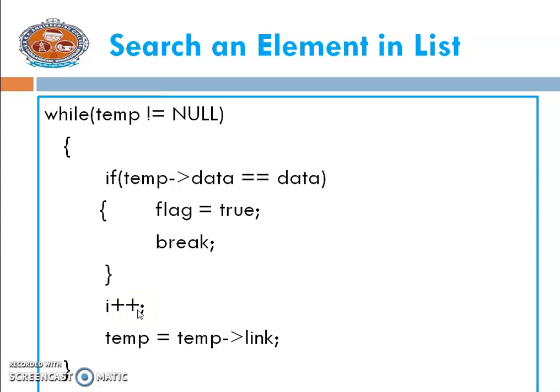Else, increment, that is, temp equal to temp of link. Again iterate the loop until we get temp equal to null. If the temporary variable is equal to null, we are at the end of the list, so there is no such element present in the list. Flag will be false. After exiting from the while loop, we display: if flag is equal to true, element found at a particular position; else, element not present in the list.